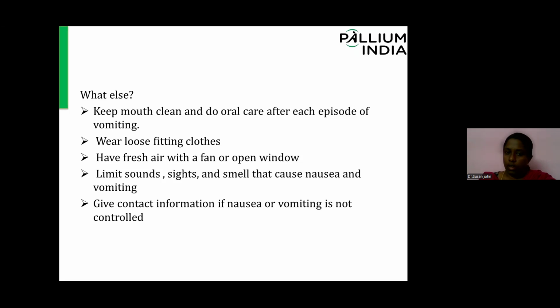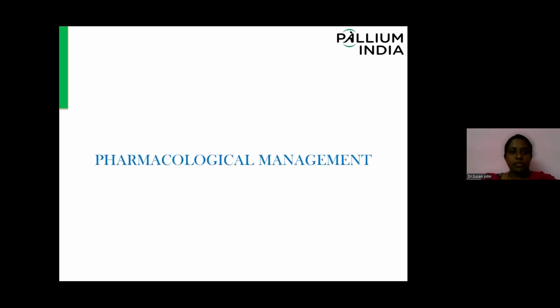And you have to assure the patient that we will be with you, and we will give medicine. If you have any persistent or worsening symptoms, you have to contact us. We can try some other medicines. You have to give assurance to the patient. That is also very important. So these are some non-pharmacological measures we can consider, or we can try just before the pharmacological management.